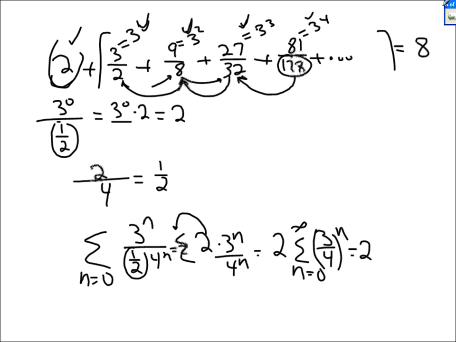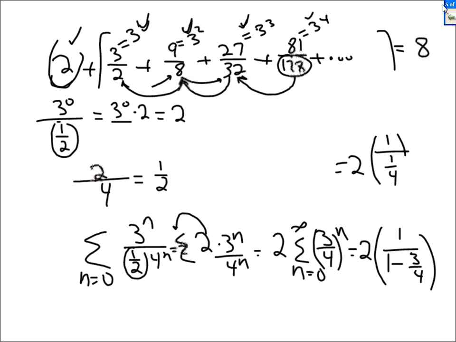So then you get 2 times 1 over 1 minus 3/4, which is 1/4 in the bottom. So you get 2 times 1 over 1/4. But 1 over 1/4 is 4. Now, 2 times 4 is 8. It is a bit quicker to do it that way.